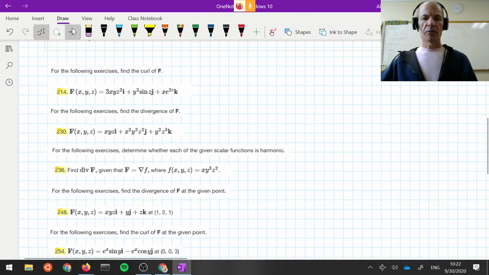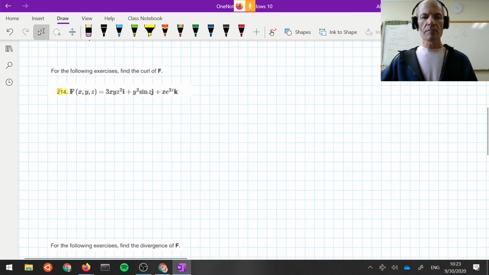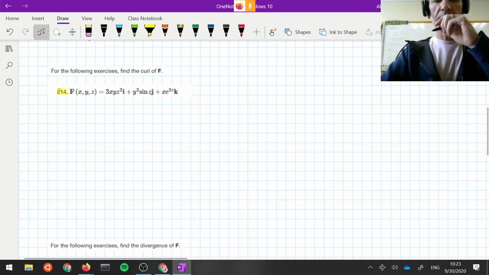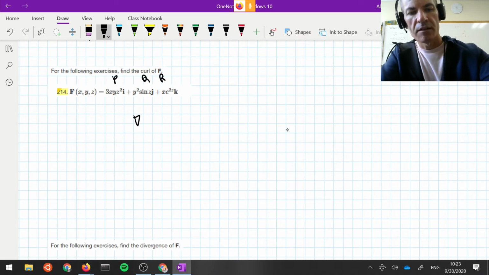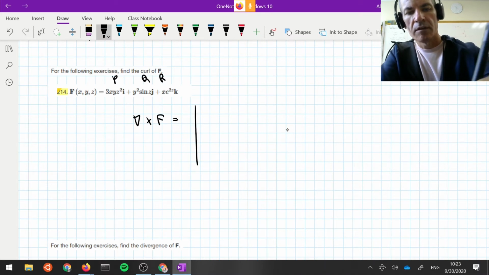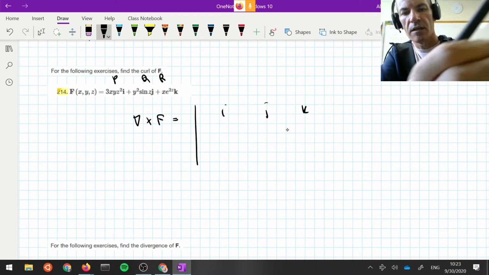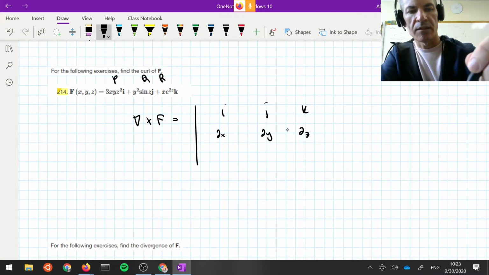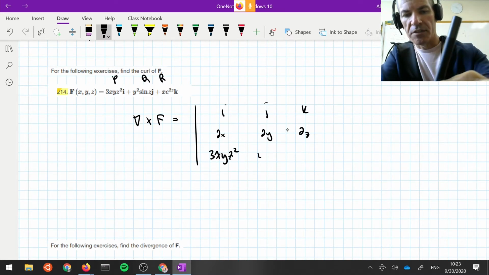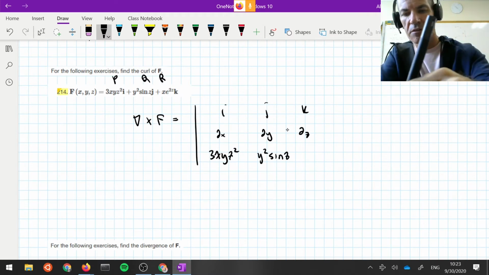All right, starting with problem 214. The job here is to simply compute the curl. So let's go through that. We identify P, Q, and R. And I'm going to use the mnemonic device. So the curl of F is i, j, k, partial with respect to x, with respect to y, with respect to z, and then finally 3xyz squared, y squared sine z, and xe to the 2z.